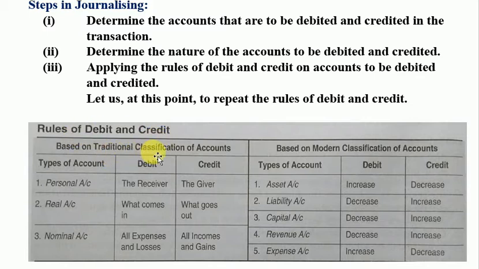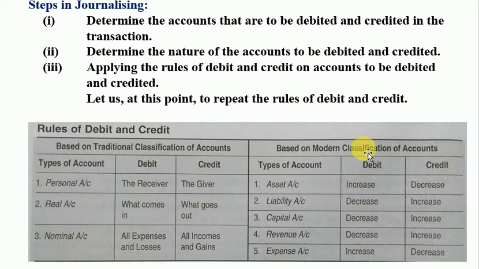On the basis of the traditional approach, we know very well we have three types of accounts. First one, that is personal, second one, that is real, and third one, that is nominal account. In personal account, we know that debit the receiver and credit the giver. With the help of real account, we know the rule: debit what comes in and credit what goes out. And with the help of nominal account, we know the rule that all expenses and losses are debited and all incomes and gains are credited. Got it? So we had discussed all these rules with the help of the traditional approach.